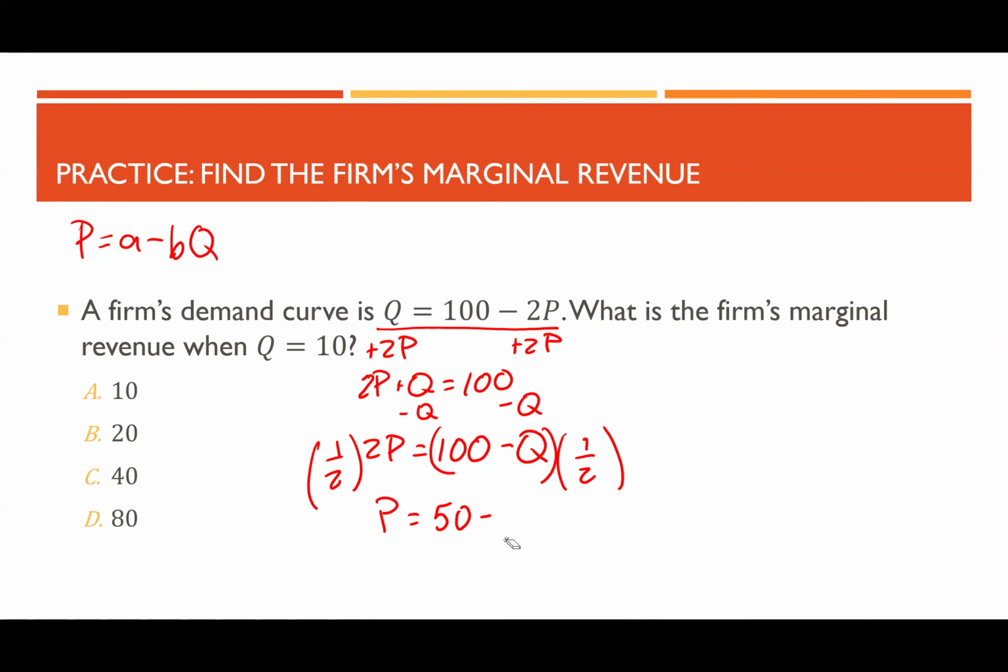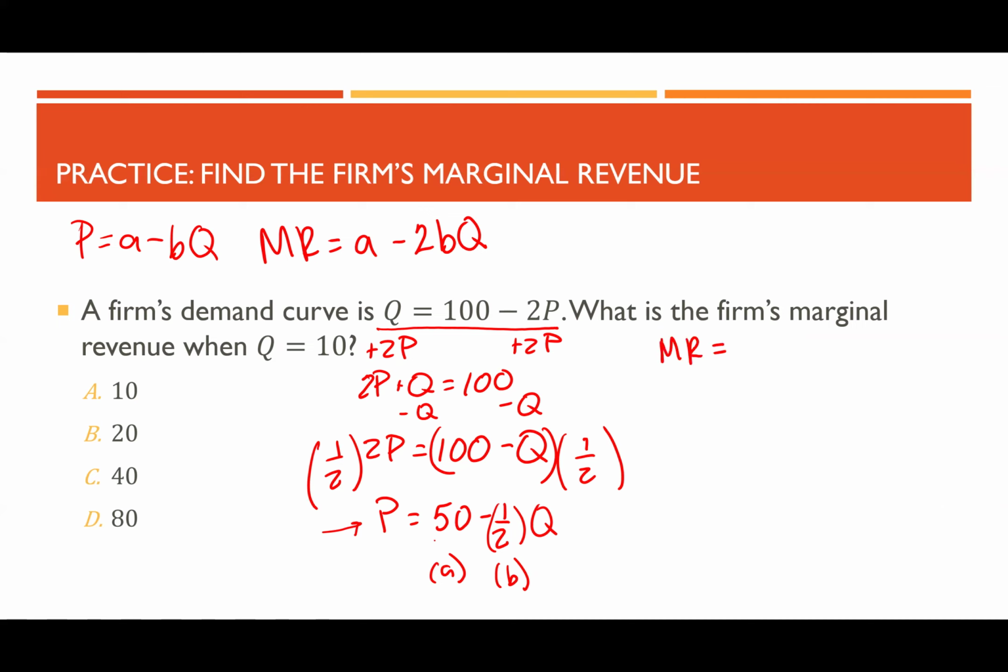And that gives us price equal to 50 minus quantity over 2. Or we could say minus 1/2 times Q. Okay, same thing. So our A here is that 50. Our B is that 1/2. And so if we use that same relationship we used before, marginal revenue equal to A minus 2 times B times Q. Since we have a linear demand equation, we can do that. And now that we have our inverse demand equation, we can very easily find marginal revenue.